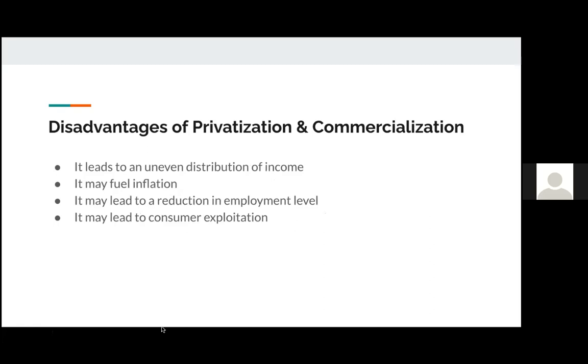But it comes with its disadvantages. It could lead to an uneven distribution of income. It could fuel inflation because there'd be higher prices. It may lead to a reduction in the employment level. So when a company is trying to become efficient, it could decide to, for example, lay off some workers, which would increase unemployment. And it may lead to consumer exploitation if not careful.